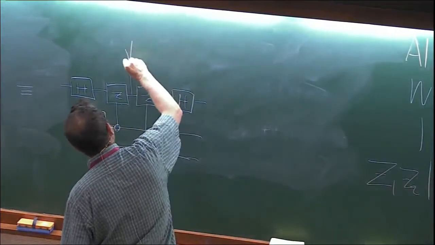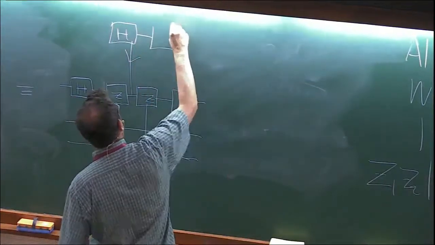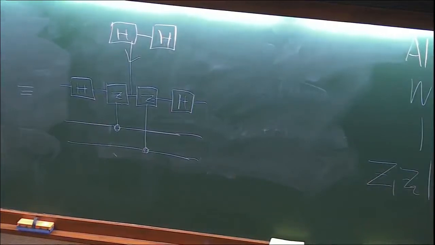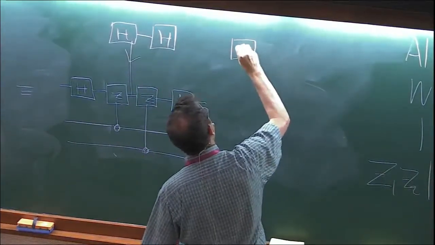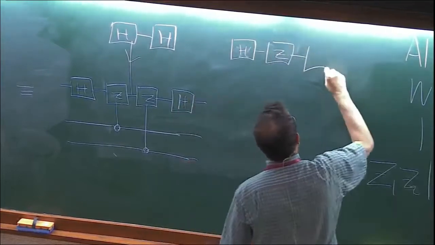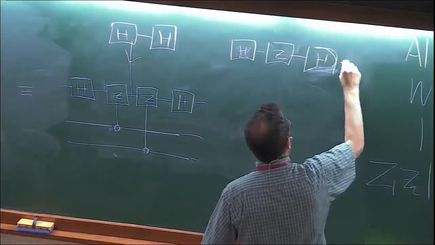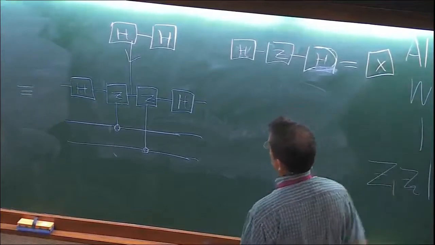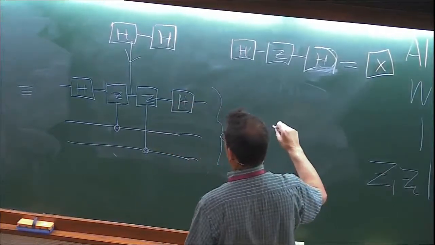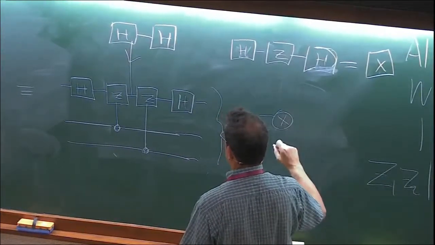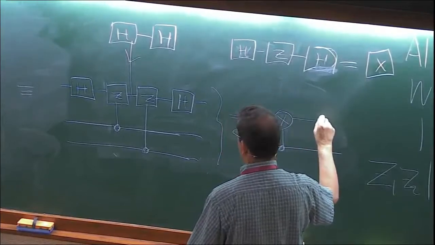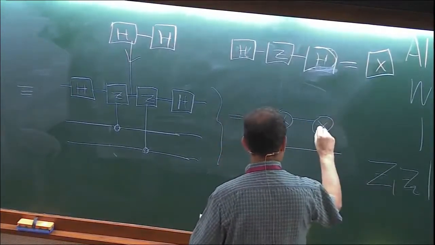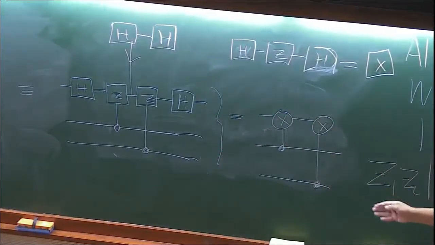And if I stick in here 2 Hadamards, which I can do because H squared is 1, and I use the fact that HZH is the same as X, this becomes X and X. Which was the form of the circuit I wrote down originally, what was on the board when you came in.